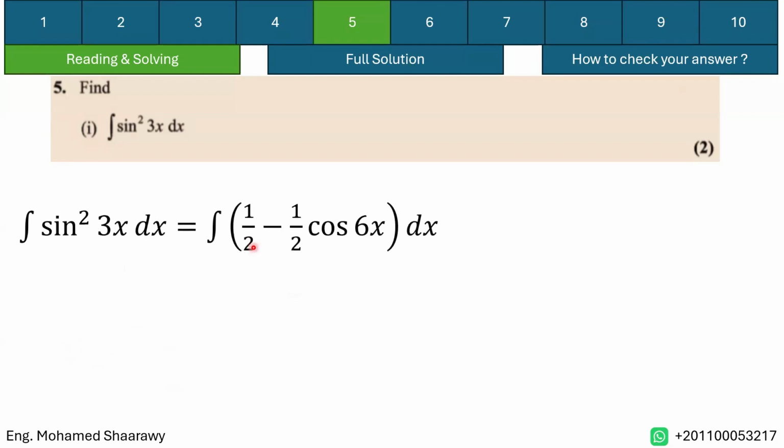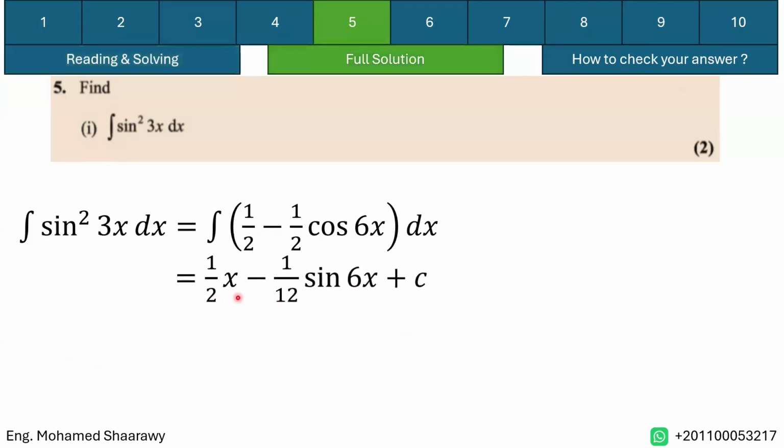So I've done this here. I replace this with half minus half cosine double the angle. The integration of half is just half x. The integration of cosine 6x, let me first replace this as it is because it's a constant multiple, so it's negative half. And actually the integration of cosine 6x is sine 6x divided by the differentiation of the linear angle inside. So it will be sine 6x over 6 plus c.